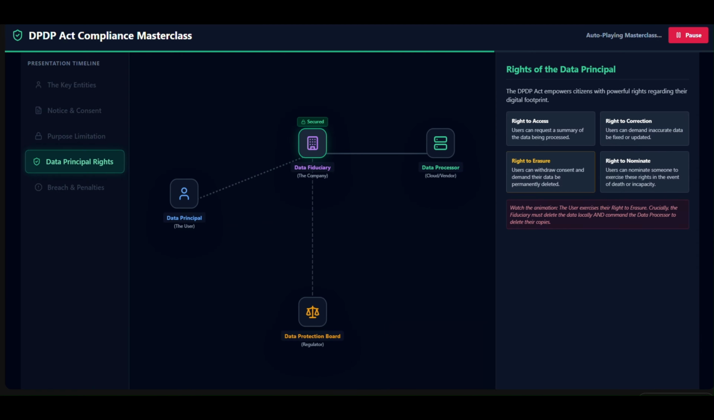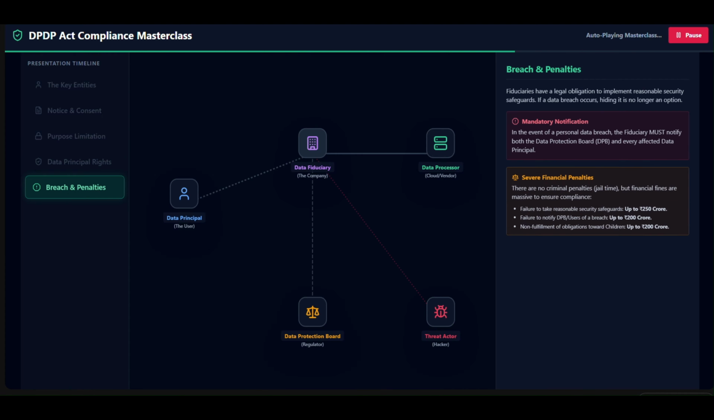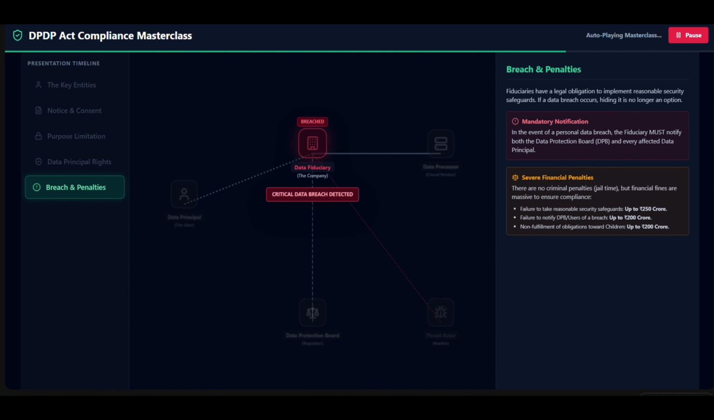Finally, let's look at data breaches. If a threat actor exploits a vulnerability and breaches the fiduciary's systems, hiding it is strictly illegal. Under the law, the fiduciary must immediately dispatch mandatory breach notifications to both the Data Protection Board and the affected principal. The board will then investigate the incident and can levy massive financial penalties, up to 250 crore rupees, for failing to protect personal data.